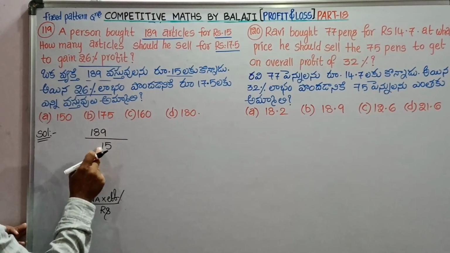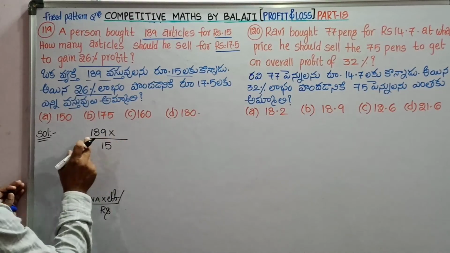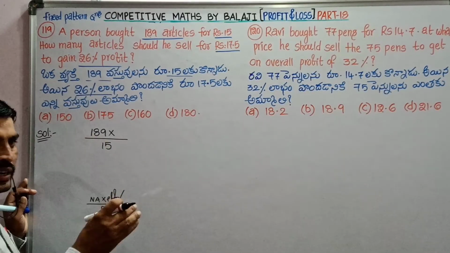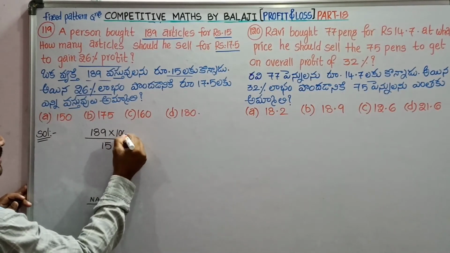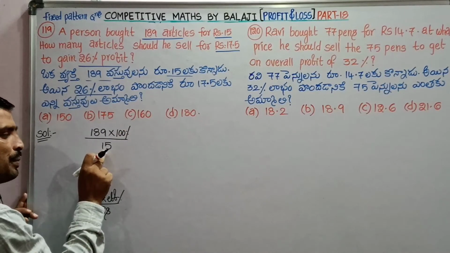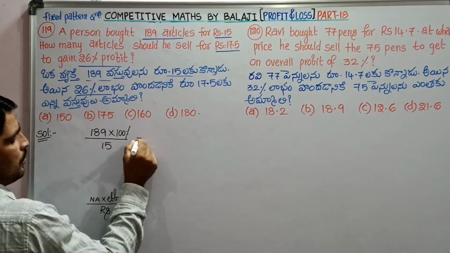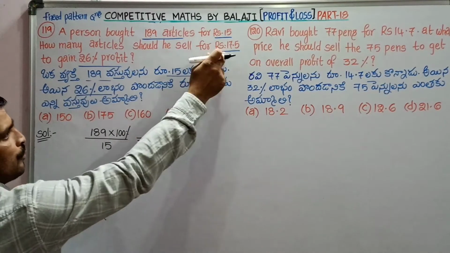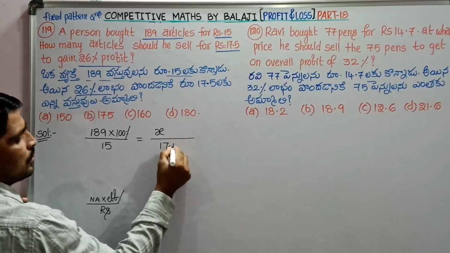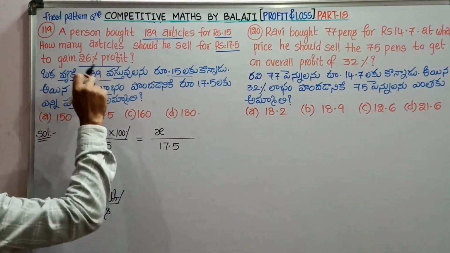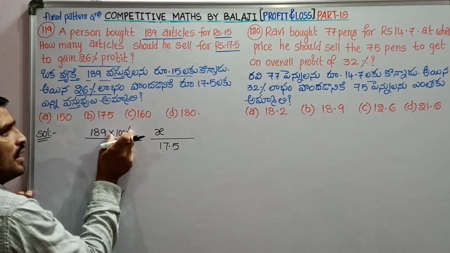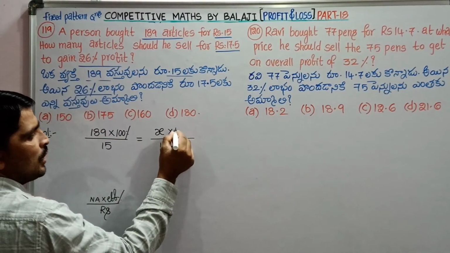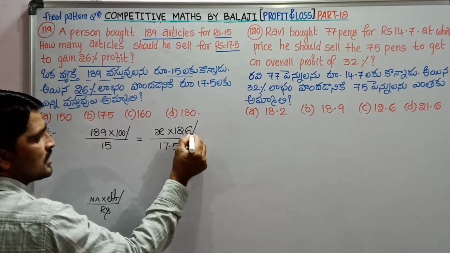So the person bought 189 articles for rupees 15. Number of articles over rupees into effective percent. He bought 189 articles. He bought means investment is 15 rupees. Investment is always cost price, that is 100%. So effective percent of rupees 15 is 100%. Let us suppose X articles should be sold for rupees 17.5 to get 26% profit. Cost price investment is 100%. On 100% we have to get 26% profit, so its selling percent, that is effective percent, is 126%.